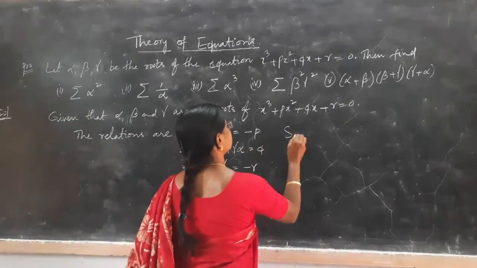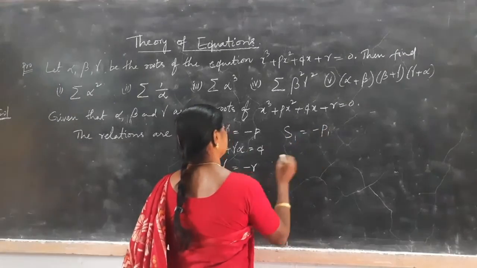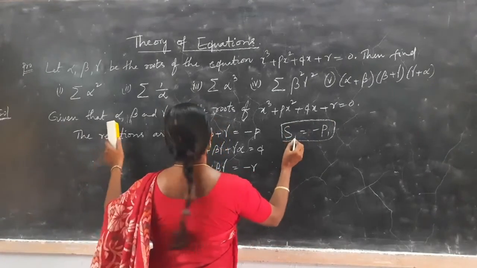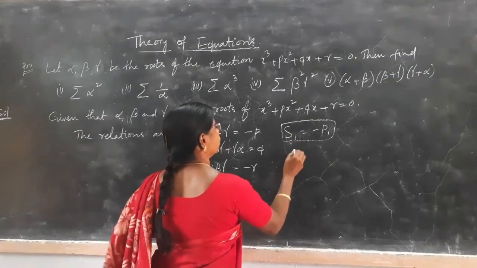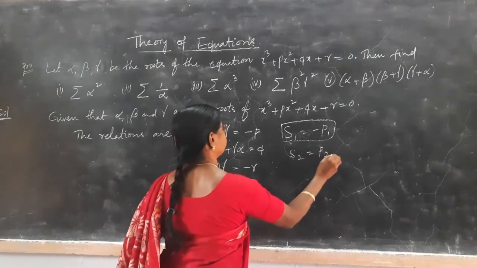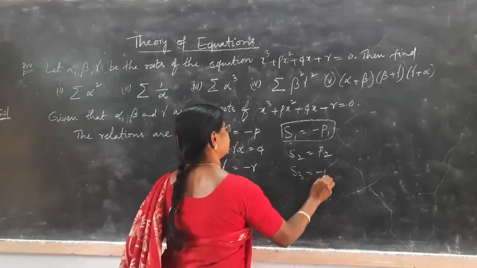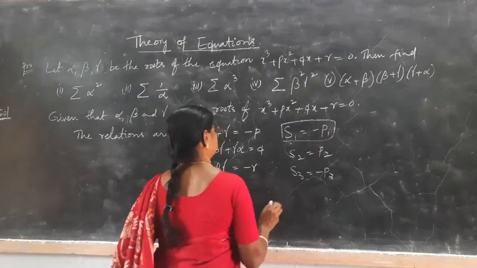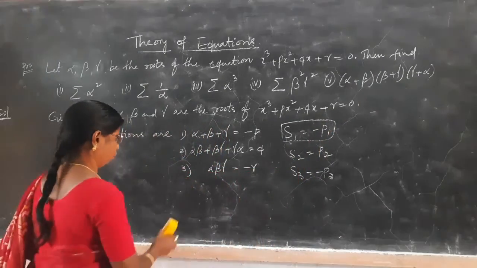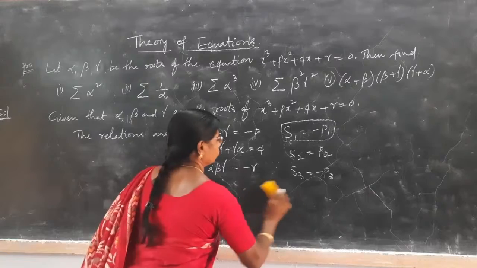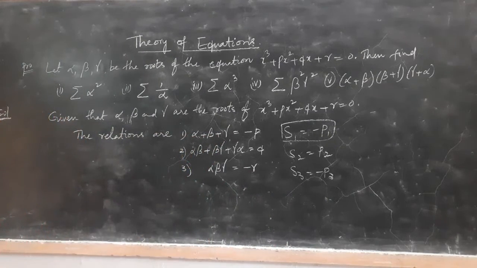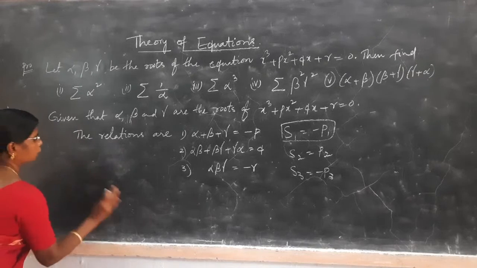This is the S1 is equal to minus P1 formula. S1 means the sum of roots, taking them one at a time: alpha plus beta plus gamma. Okay, S2 is equal to P2. S3 is equal to minus P3. This is P1, P2, P3. These are the relations.